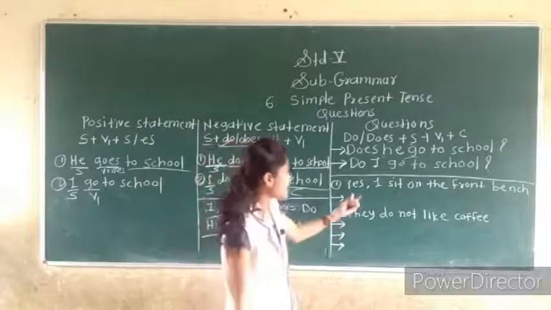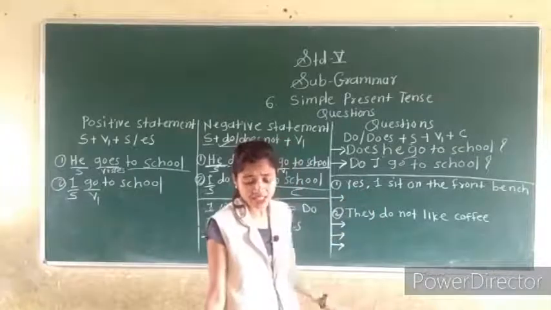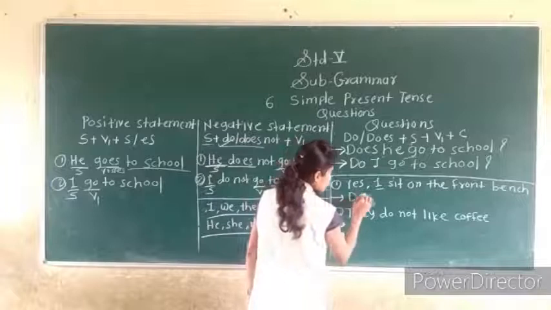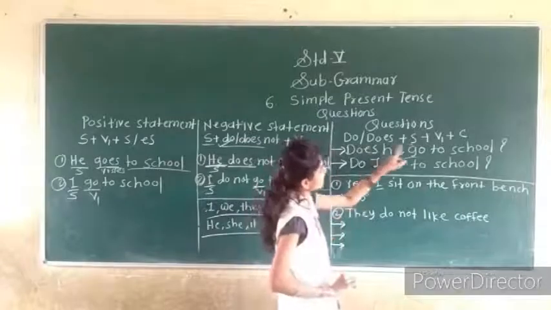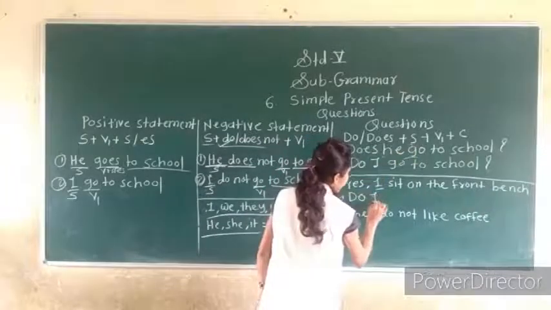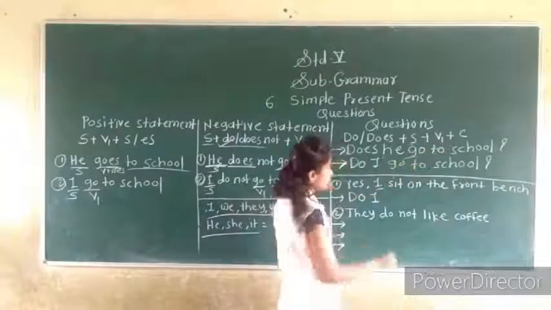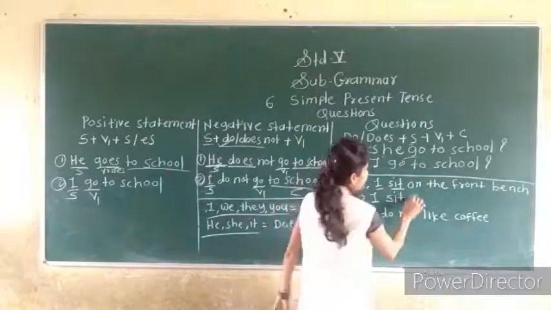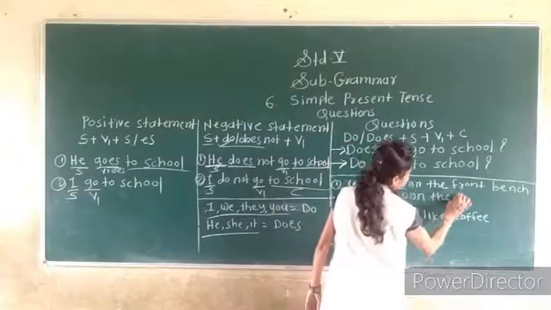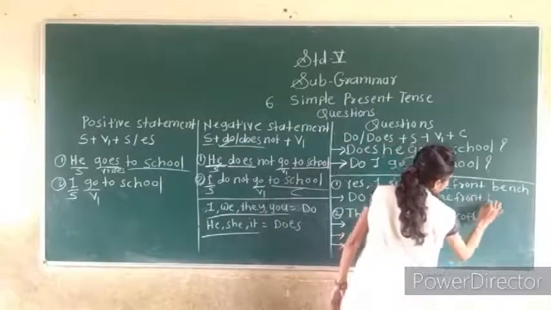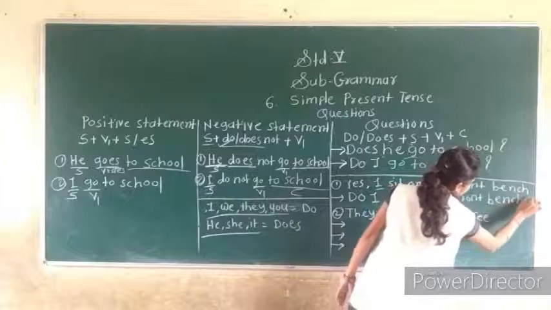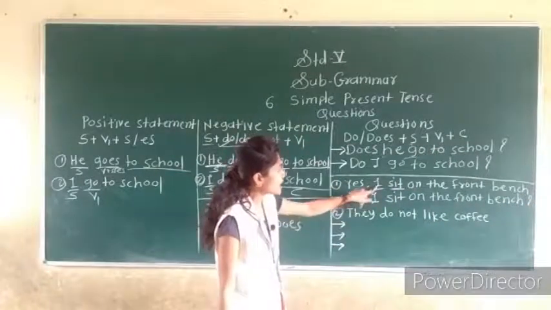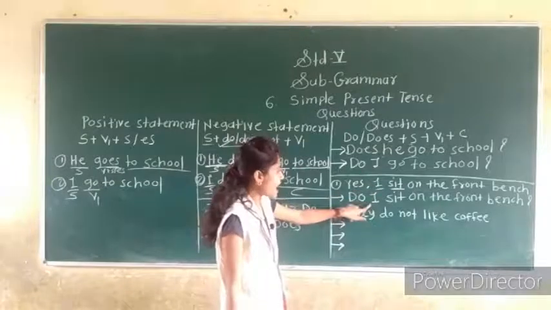So I it is. So first what we ask there? Do. I it is. So what we take there? Do. After the do, what is the subject? I. After the subject, what it is? Verb 1. Sit. And same it is the complement on the front bench. And the question mark. See now, do why I use there? Because already I about it is.